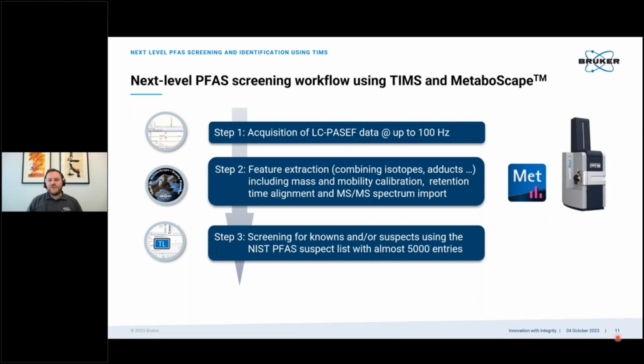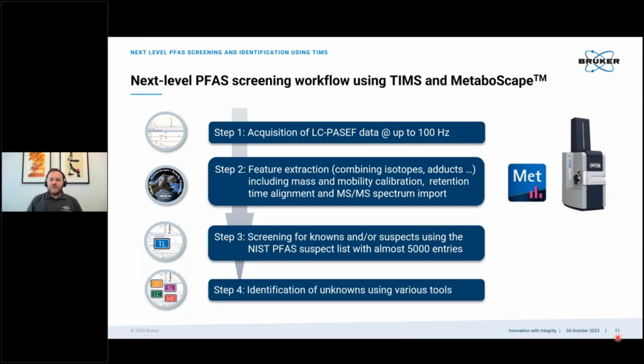Once we have those features in our software, we then want to screen for knowns or suspects using something like the NIST PFAS suspect list, which has almost 5,000 entries, as well as any other smaller target lists we may have, for example, one using the EPA targets from 533 or 537. Once we've screened for our knowns or suspect compounds, we can move on to identifying unknowns using our various annotation tools within Metaboscape, which we'll go over more here in this slideshow presentation, as well as live with the software.